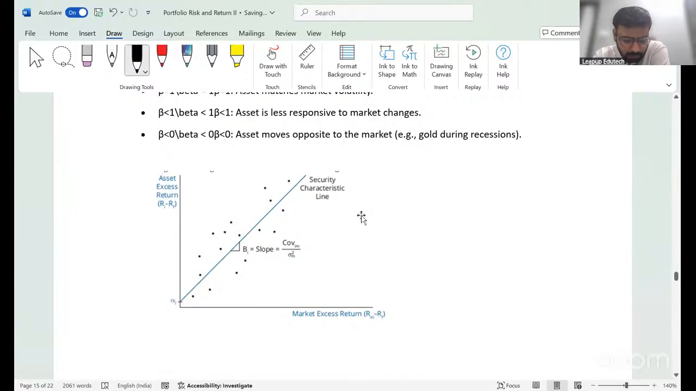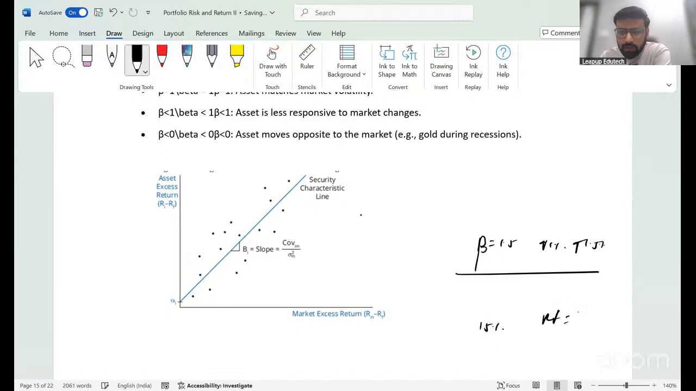Sir, what do you mean by beta? Beta, if beta is 1.5, it talks about the movement of my stock's return with respect to market. So if market is going up by 1%, my stock will go up by 1.5%, fair enough. If market return is 10% and the risk-free rate is 8%, can I say market has over and above the risk-free rate given a return of 2%?